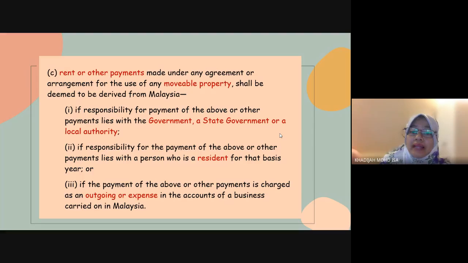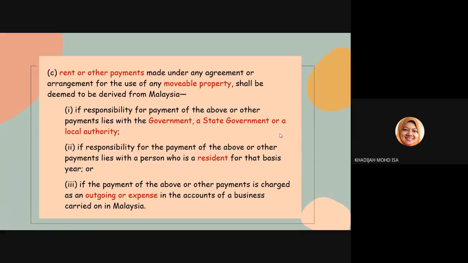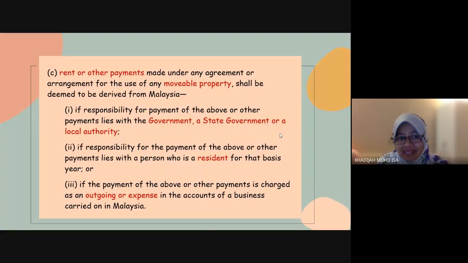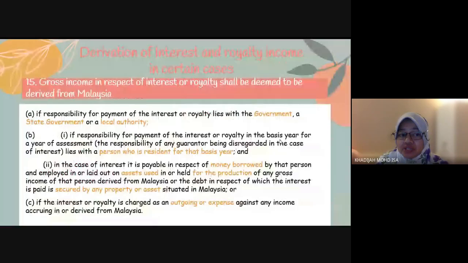All right. But what if the payment is paid by a non-resident person? Right, then tak fulfill lah number two. But it could be that the person that made the payment is a non-resident person, but in the income expenses, dia ada interest. For example, ada payment of royalty. Right, you're talking about this company that pays royalty is a non-resident company, but the royalty expense appears in dia punya income statement. So that royalty is charged as an outgoing or expense in the accounts of the business carried on in Malaysia. So do you understand number 3 now?